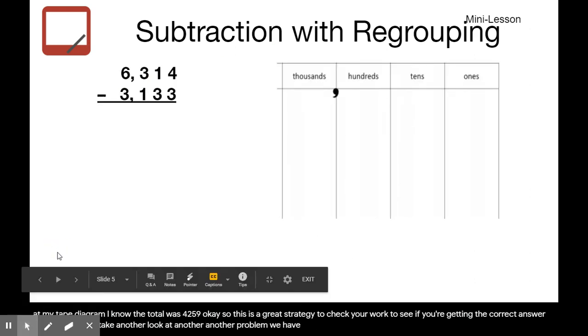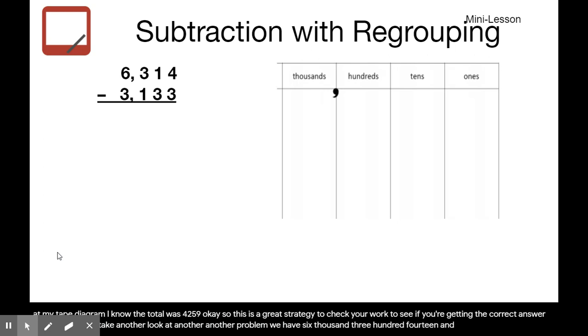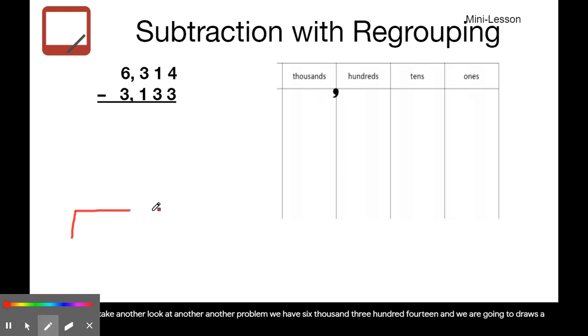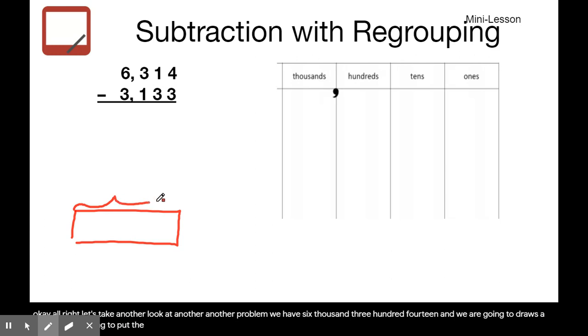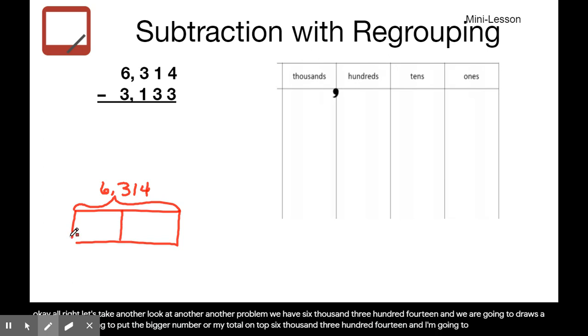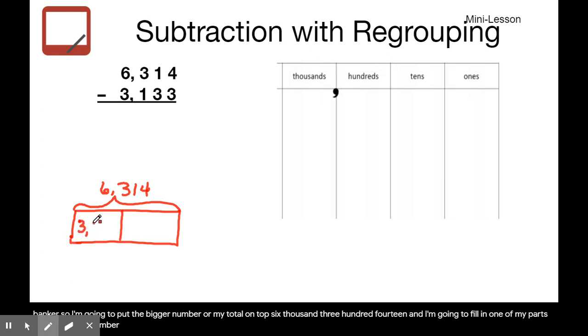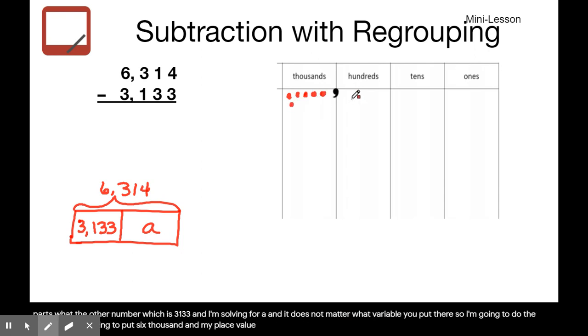We have 6,314, and we are going to draw a tape diagram. I'm going to put the bigger number, my total, on top, 6,314. And I'm going to fill in one of my parts with the other number, which is 3,133. And I'm solving for A. It does not matter what variable you put there. I'm going to do the same thing. I'm going to put 6,000 in my place value chart. I'm going to put 3 in the hundreds, 1 in the tens, and 4 in the ones.